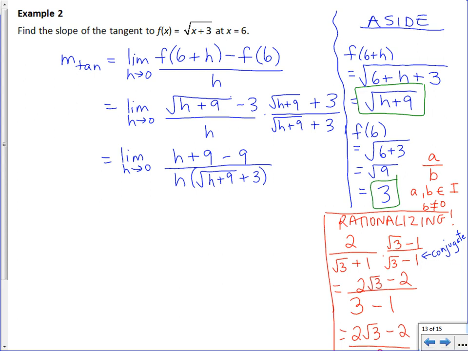The 9s come first. Don't go on a canceling spree and do everything. I won't know the order, right? So limit as h goes to 0 of h over h times the bracket root h plus 9 plus 3. So step 1, I reduce the 9s. Separate step. Now I have this.